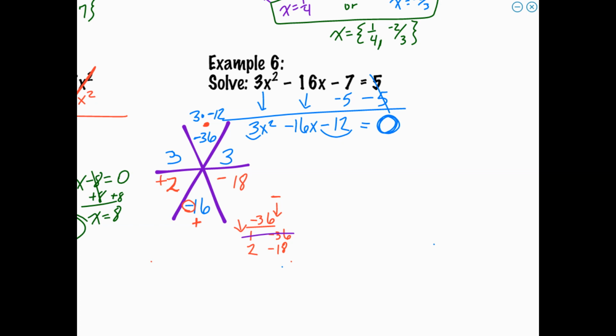Mm-hmm. Okay. So that's how I do it. That's why I go in order so I don't miss something as well. That's why I go 1, 2, 3 until I run out of numbers.